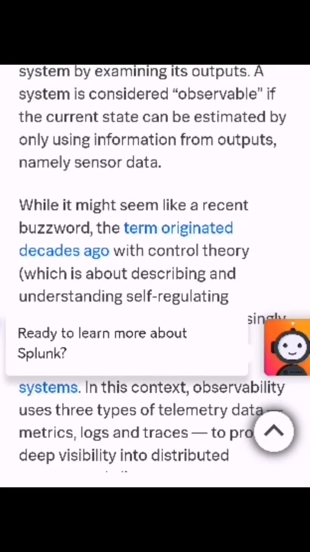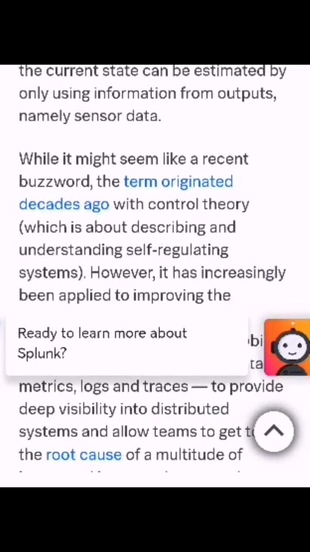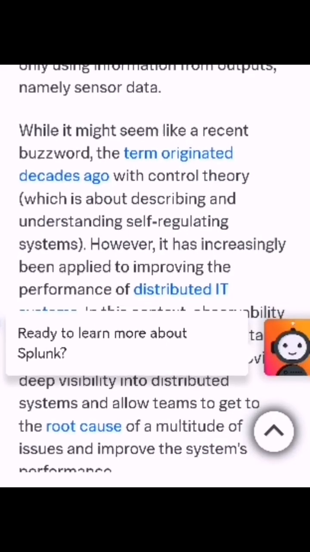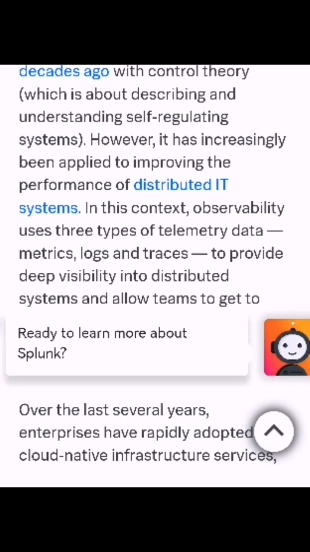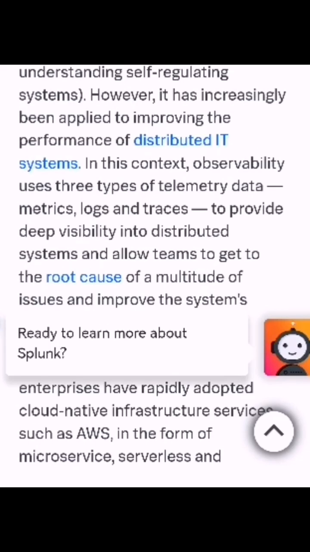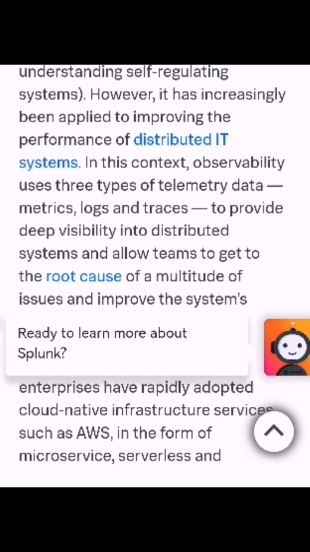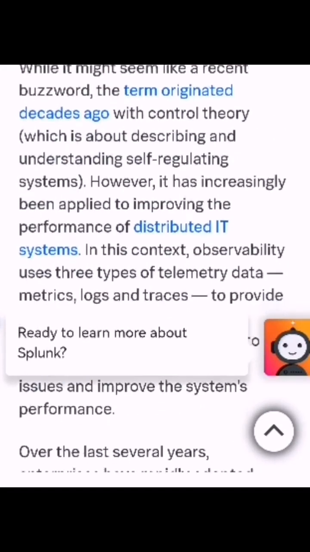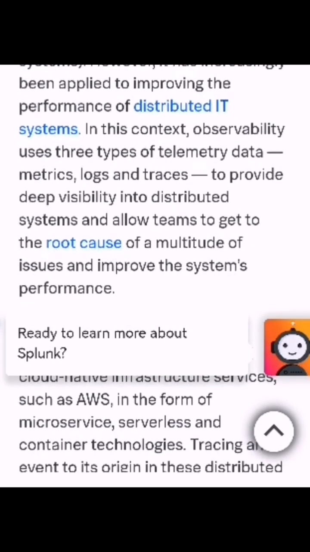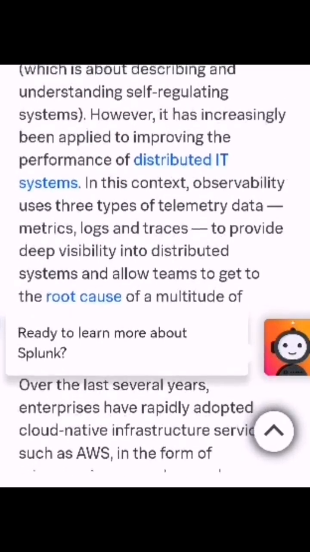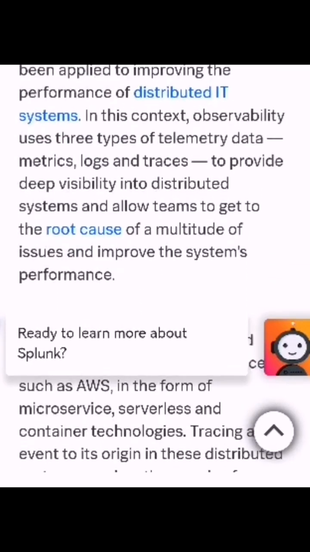A system is considered observable if the current state can be estimated by only using information from outputs, namely sensor data. While it might seem like a recent buzzword, the term originated decades ago with control theory, which is about describing and understanding self-regulating systems. However, it has increasingly been applied to improving the performance of distributed IT systems.